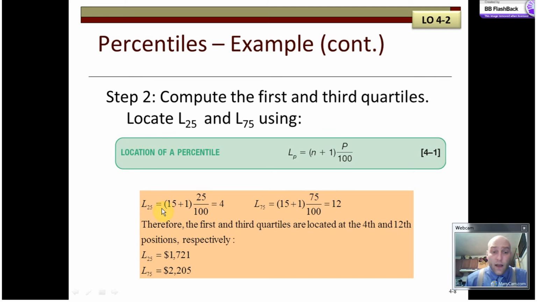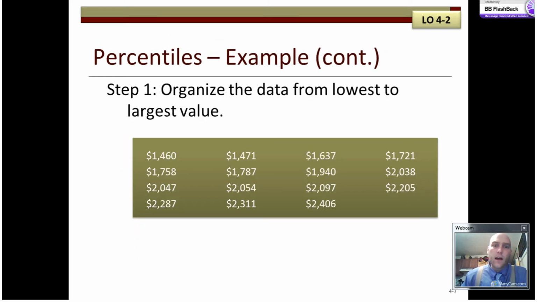Our sample size is 15. We add 1. We put 25 in for p. Well, 15 plus 1 times a quarter is 4. So the fourth number is our 25th percentile. We come here. 1, 2, 3, 4.